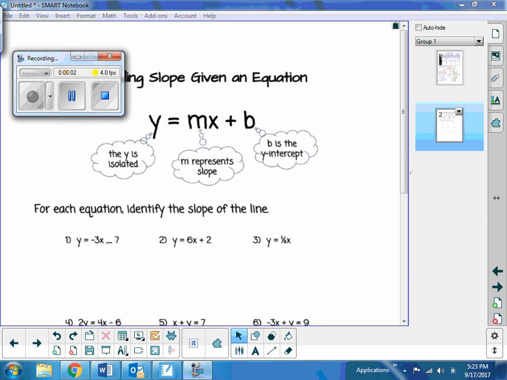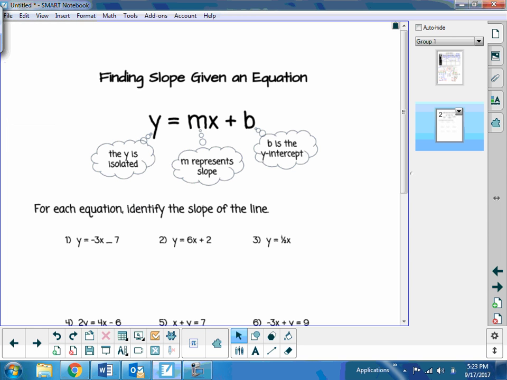Okay, for this last bit of notes on slope, we're going to be focusing on the back side of the notes. We are going to flip back to the front in a minute, but a lot of what we're going to talk about right now is on the back.